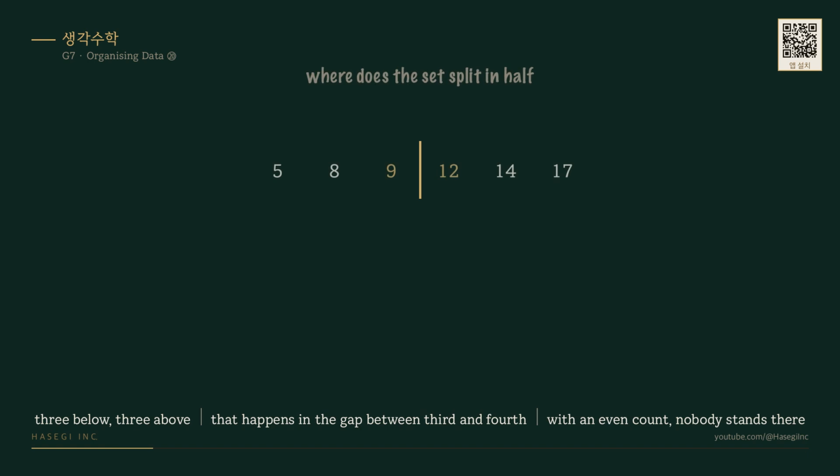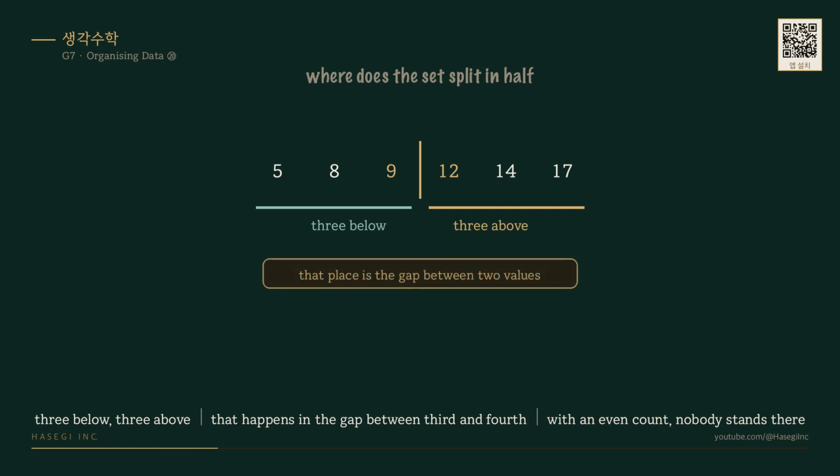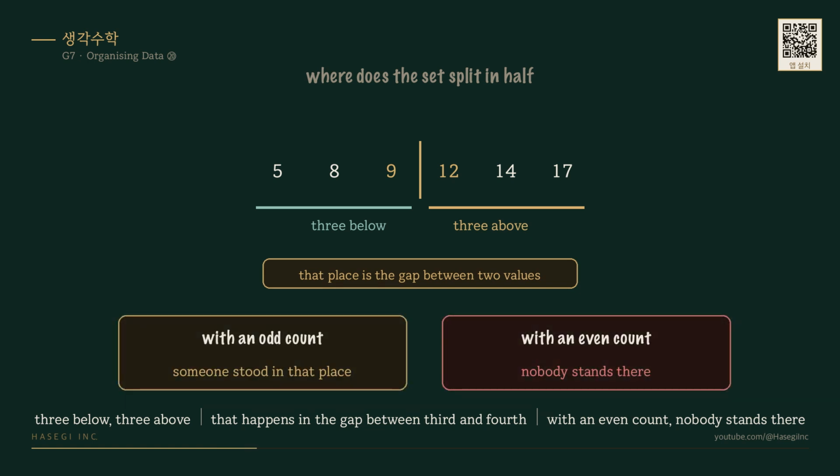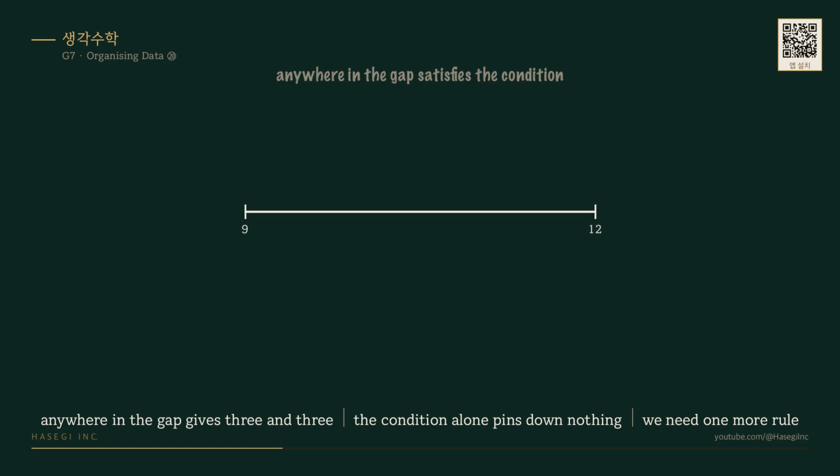Start by asking where the halving point is. To split 6 in half, you need 3 below and 3 above, and the place where that happens is the gap between the third and the fourth. With an odd count, a value is standing at that place. With an even count, the place is an empty gap with nobody in it. And anywhere inside that gap satisfies the condition.